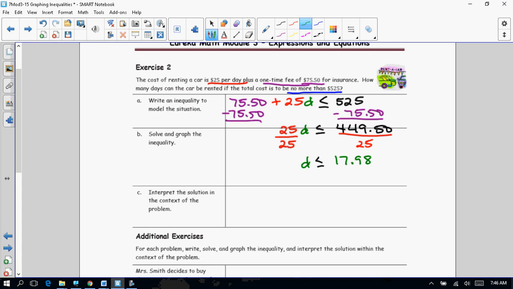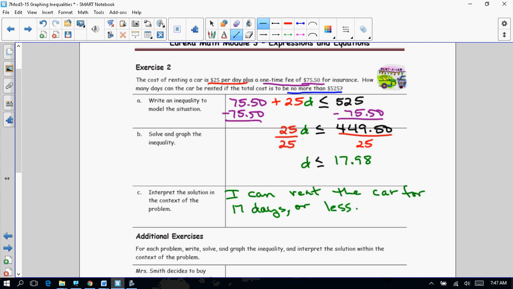I can rent it for 17 days, right? I can't round this up to 18 because that's more than $525. So I can rent the car for 17 days. Can I have it exactly, or less, I should say, or less, right? Or less. Let's make a number line to demonstrate this idea.